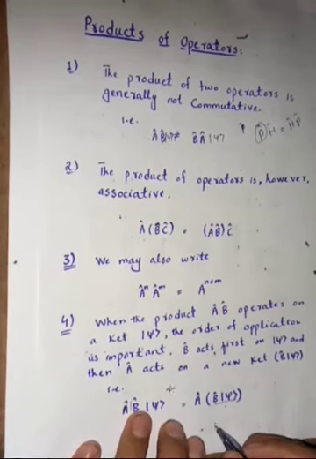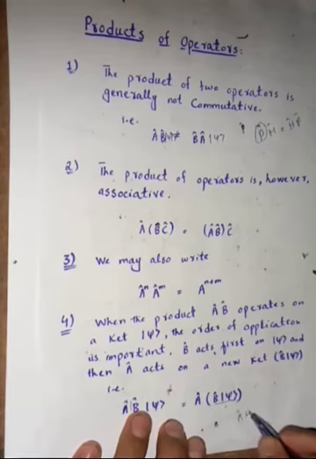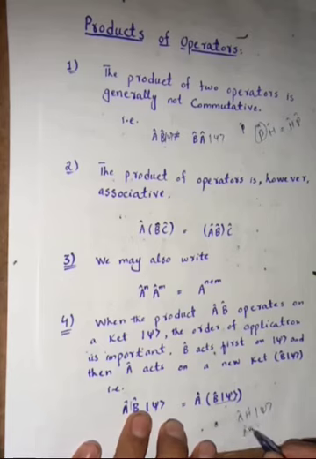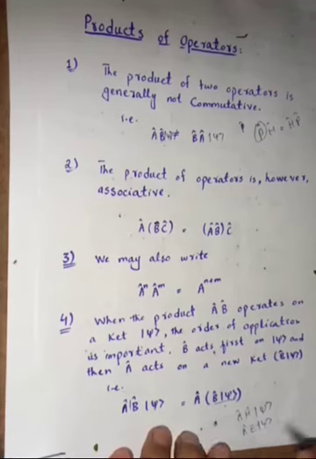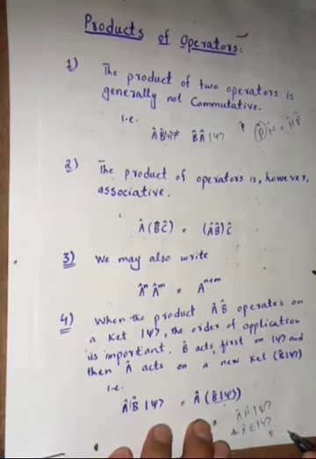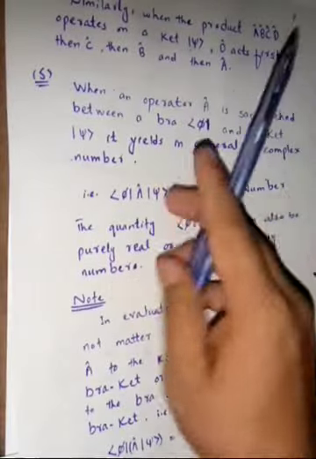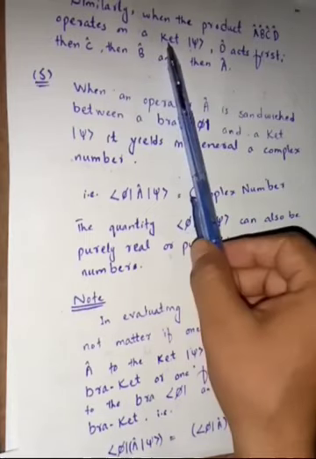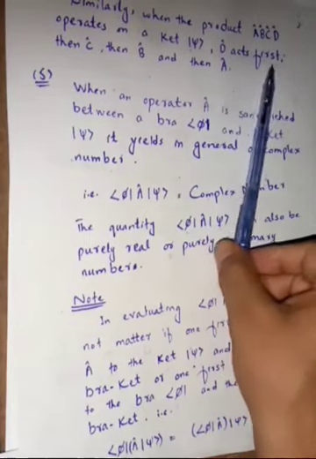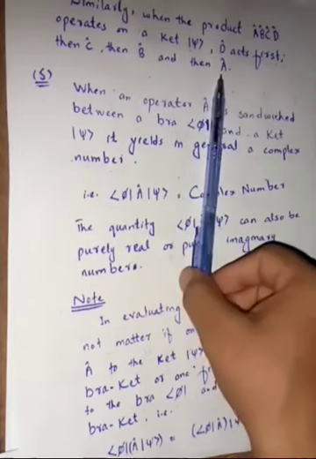It is exactly like if we have A and the Hamiltonian, the Hamiltonian will give E times state vector psi, so E will come out and then A will operate on psi. Similarly, when the product ABCD operates on a ket psi, D acts first, then C, then B, and then A.